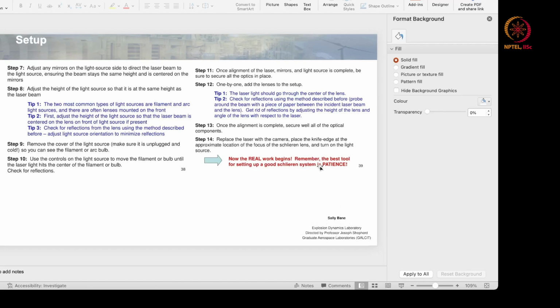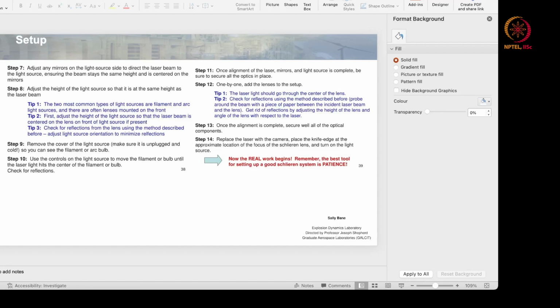And Sally Bain says that after this, the work begins. My students also say the same thing, that the real work begins after this, where now you have a task on your hands: you are ready to get the measurements and try to fine tune until the measurements are perfectly aligned with the whole thing.